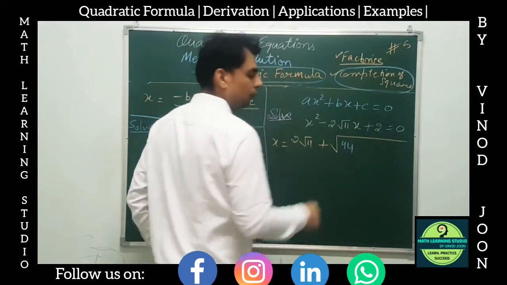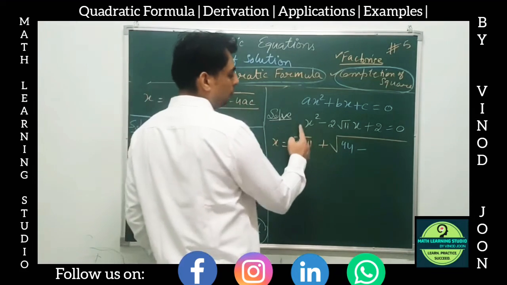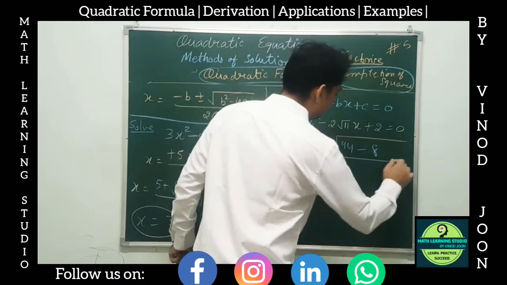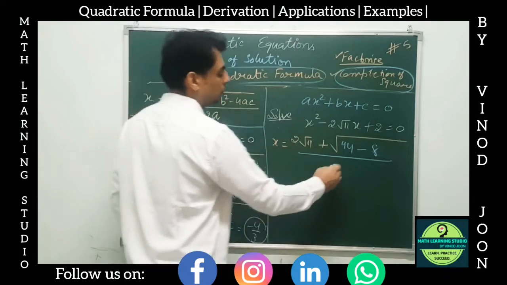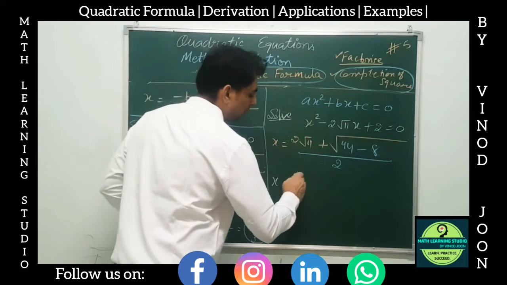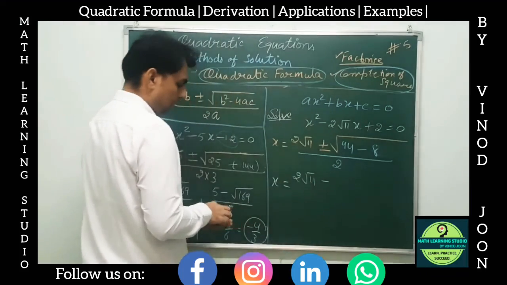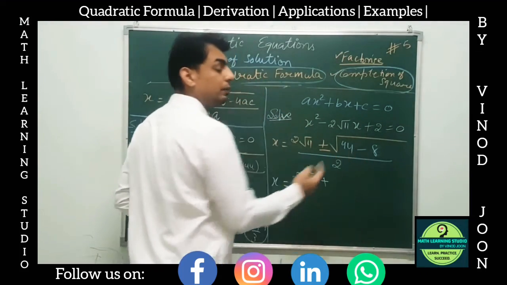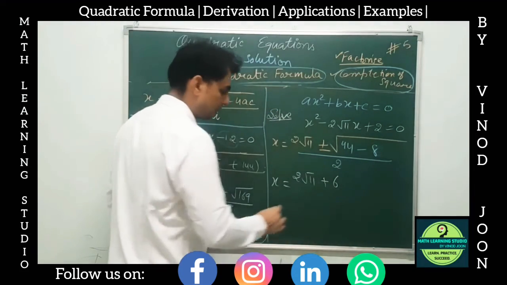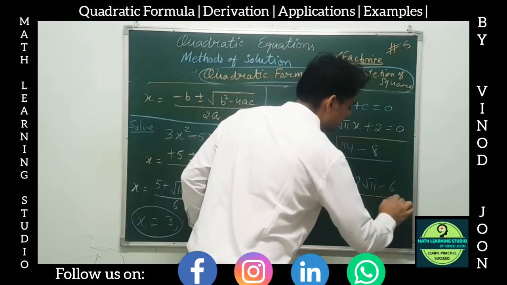11 into 4 becomes 44. Right? Minus 4ac. 4ac means 4 into a is 1 into c is 2. So 4 into 2, that means 8. And then divided by 2a. So a is 1 only, so 2a means only 2. And then we get first 2 root 11 plus, okay, I forgot that minus sign. Right? So plus 44 minus 8 will be 36. So root 36. Root 36 means we'll get 6 here, divided by 2. And the second value will be 2 root 11 minus 6 divided by 2.